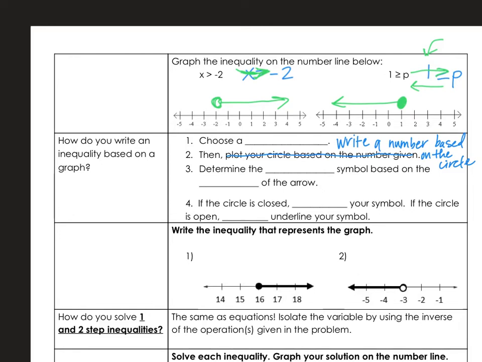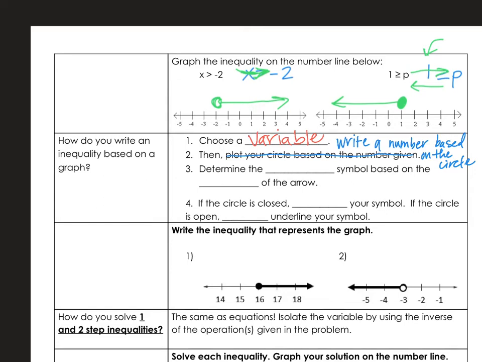So sometimes, guys, you're going to be given an inequality graph, and you're going to need to determine what inequality would fit the graph. So in this case, the first thing that you need to do is choose a variable. The second thing, as you can see, I edited this a little bit. We're all human. We all make mistakes. So then you want to write a number to the right of the variable based off of where the circle is placed on the graph.